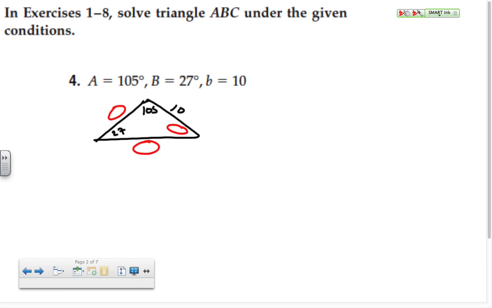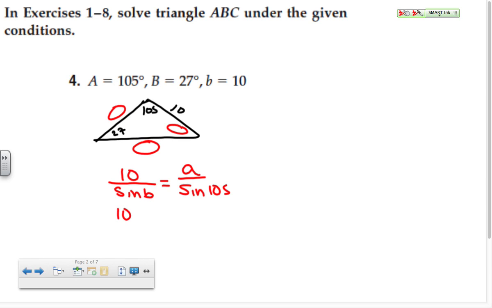The sine rule says b over sine of B equals a over sine of A. So these are all proportions, and they're all equal. So a is equal to b, b is equal to c, a is equal to c. So now I can solve this for a.